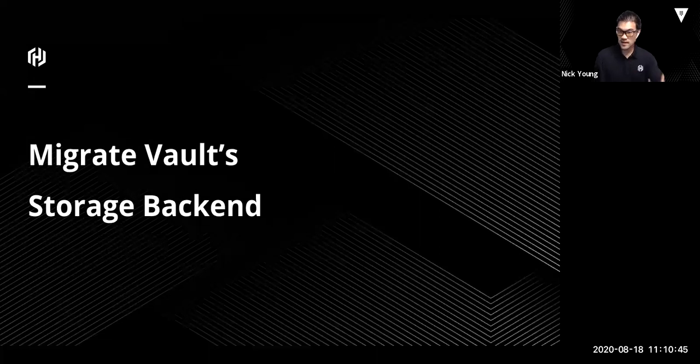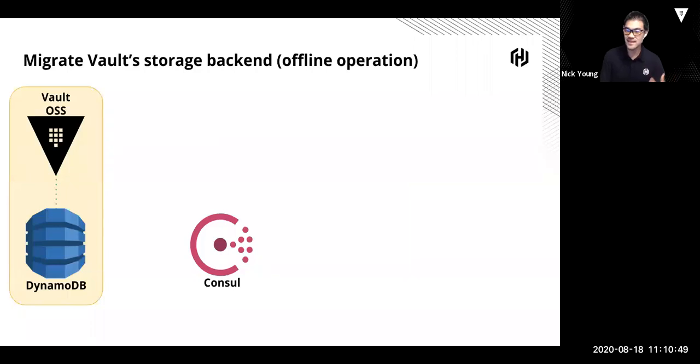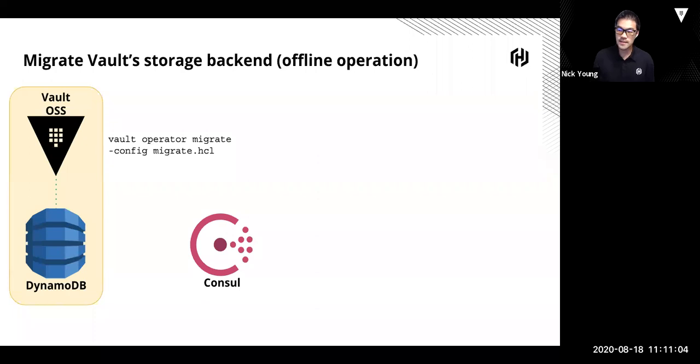All right, so we're talking through that first step. It's called migrate, but in my thinking, it's really more like a copy. The first step is to get you from, in my example, DynamoDB, which is an open source backend you can use for Vault, to something like Consul. You use this vault operator migrate command, and you would pass in the configuration with your migrate.hcl file.